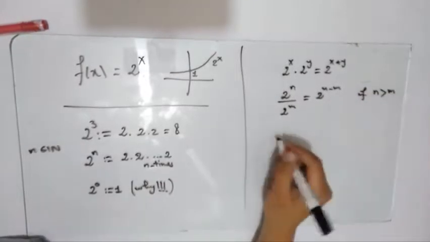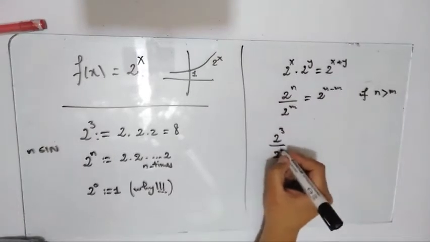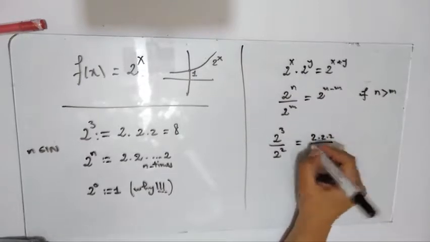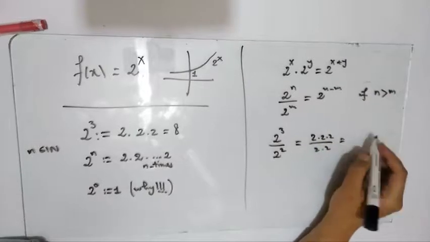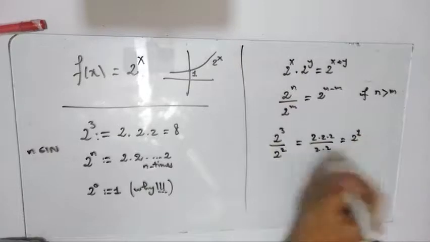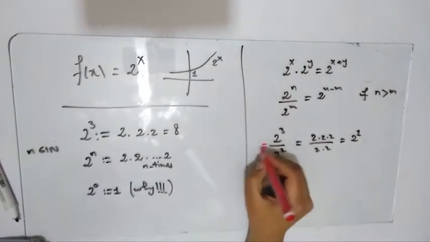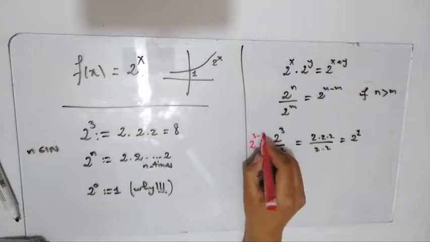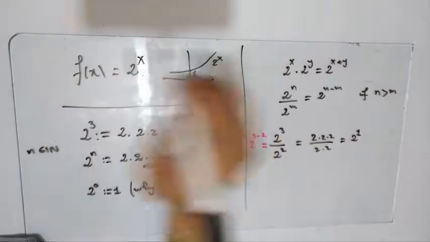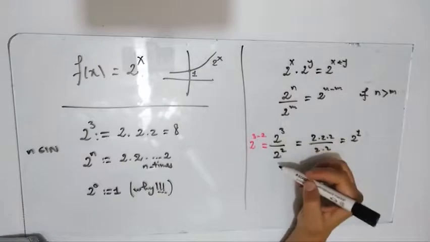So for example, consider 2 to the power 3 over 2 to the power 2. This is 2 times 2 times 2 over 2 times 2. After cancellation you will have 2, which is 2 to the power 1, which is the same as 2 to the power 3 minus 2. You just subtract the exponents. But this is okay only if the exponent of the numerator is greater than the exponent of the denominator.